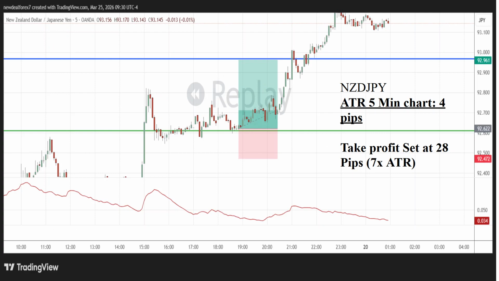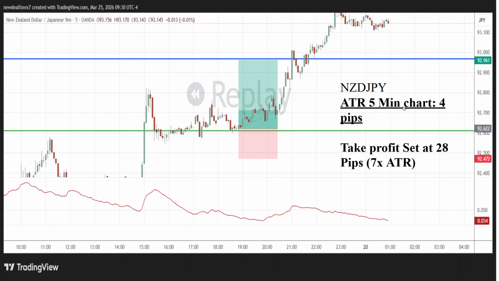All right, so same chart that we saw earlier. This is New Zealand yen. And this was again, 4 pip ATR on the 5 minute chart. So I could just set a take profit to 28 pips. That's actually 7 times the ATR, okay, which is up there. It's just simultaneously, I use the candle range high as another guide as well. But this is just extra confluence, okay?